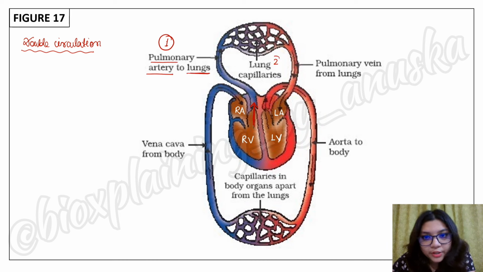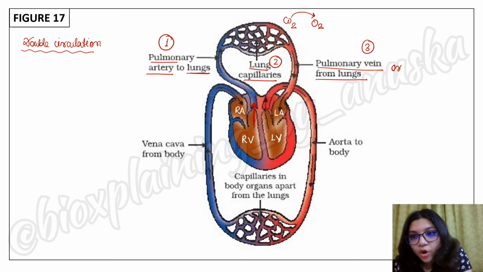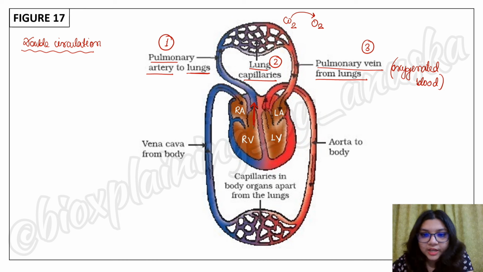So this part number 2 is the lung capillaries, where we will see oxygenation of blood. That is, the deoxygenated blood will be converted into oxygenated blood. Part number 3 is the pulmonary vein from the lungs. They will be carrying oxygenated blood from the lungs to the left auricle. Then let's see part number 4. We have vena cava from the body.